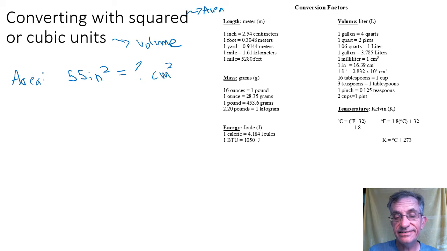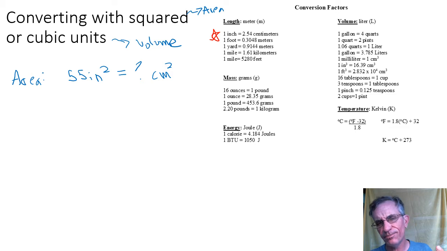There is a conversion factor that goes from regular inches to regular centimeters, regular old boring inches to regular old boring centimeters. But if I want to do a problem with squared inches and squared centimeters, I can't just use that conversion factor. I cannot use 1 inch is 2.54 centimeters. I need to make it the squared version of that conversion factor.